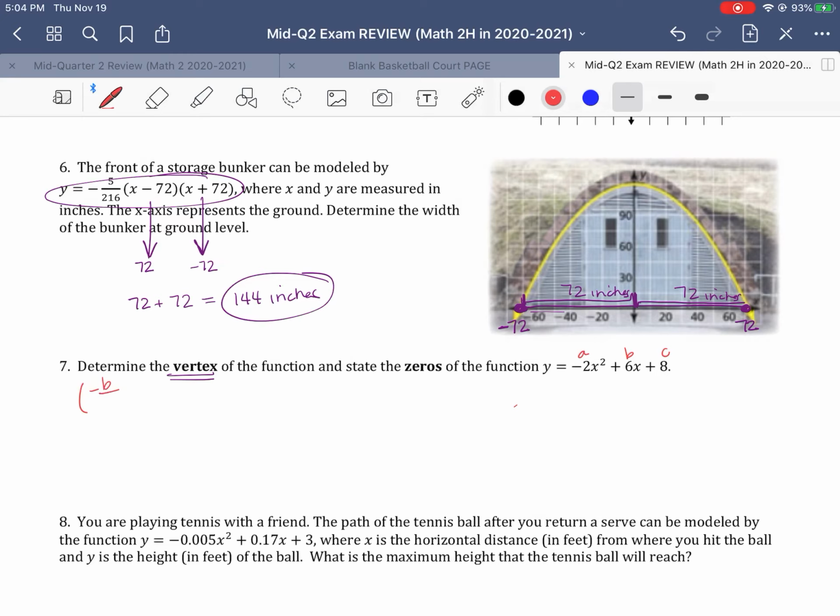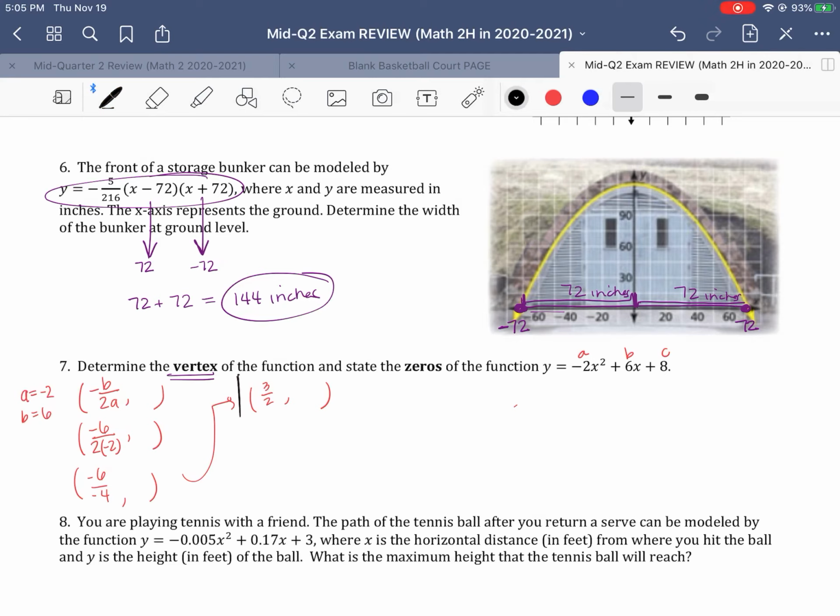To find the vertex, we need to do negative b over 2a and then plug that in to find the y value. I'm going to write these off to the side. From that equation, a is negative 2 and b is 6. So when I find my vertex, I'm going to have negative 6 over 2 times the a value, which is negative 2. I'm writing it in the vertex so you can see that's what we're finding. That would be negative 6 over negative 4, and I'd simplify that. So this is really going to be 3/2, or in other words, 1.5.